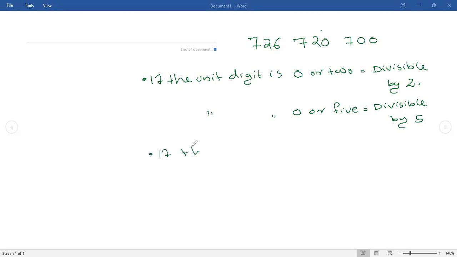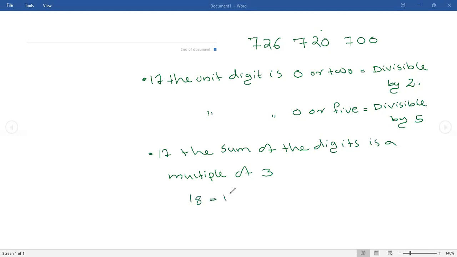Then if the sum of the digits is a multiple of 3. That means if 18 is a number, the sum of the digits means 1 plus 8, that is equal to 9. That is a multiple of 3, right? 3 into 3 is 9. So in a number, if the sum of the digits is a multiple of 3, that will be divisible by 3.